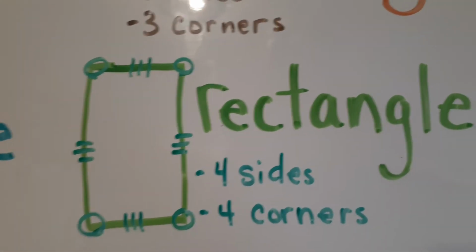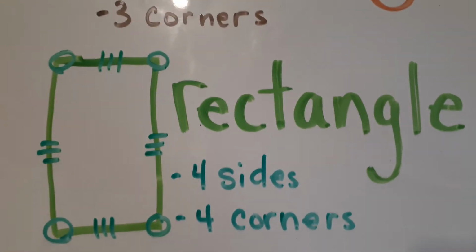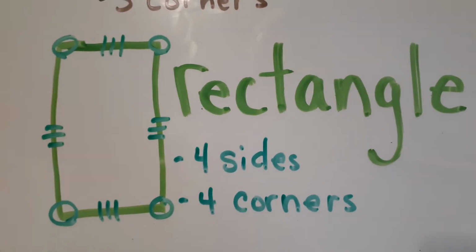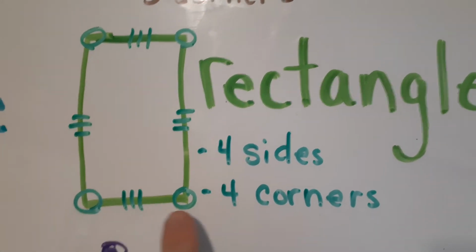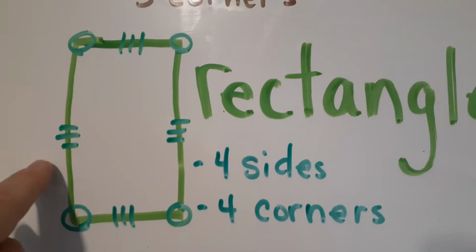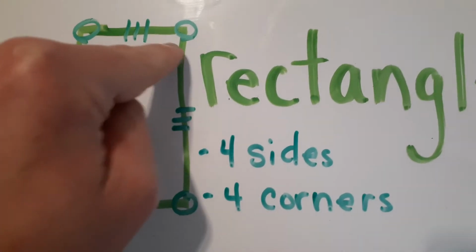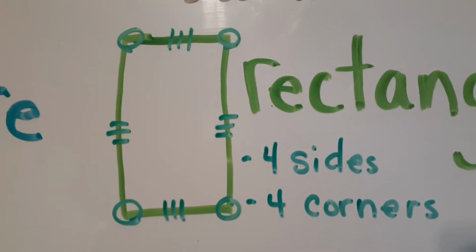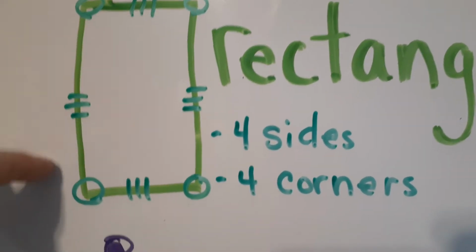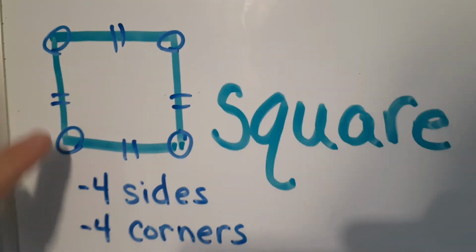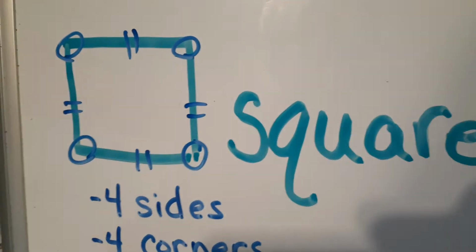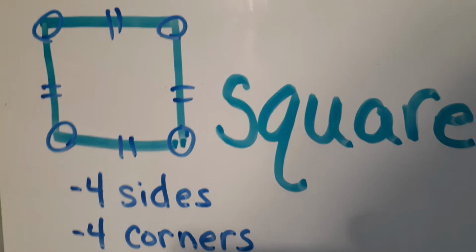And then we have a rectangle. A rectangle has 4 sides and 4 corners. A rectangle is different than a square in that 2 sides are longer than the other 2 sides, whereas a square has all sides the same length.